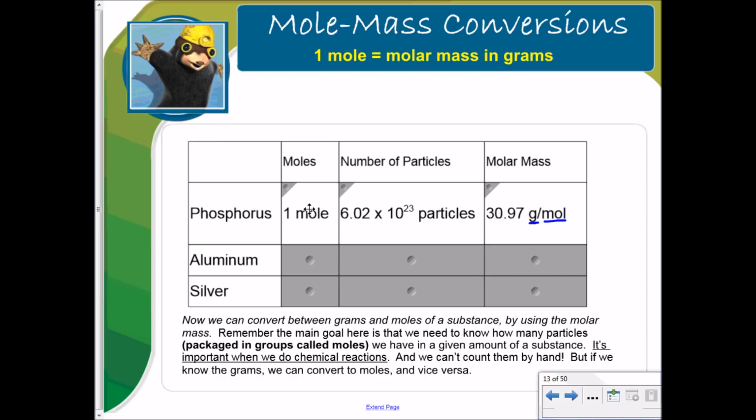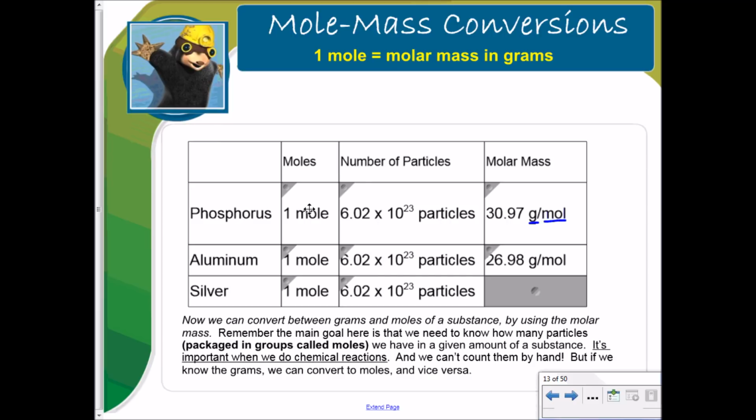Find aluminum on your periodic table. Actually find aluminum right now on the periodic table. 1 mole of it we know is 6.02 times 10 to the 23rd. But is its molar mass more or less than phosphorus? Well, find it, and when you look at it, it's 26.98 grams per mole. Find silver. Remember, silver is Ag. 1 mole is 6.02 times 10 to the 23rd. Its molar mass is 107.87. This is the unit for molar mass, and you are expected to use it.